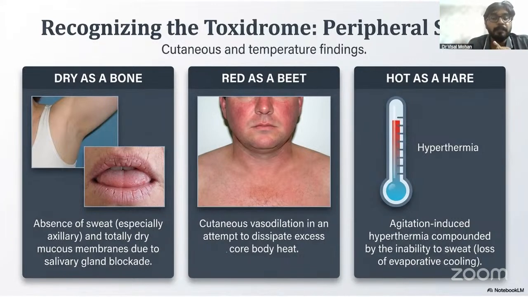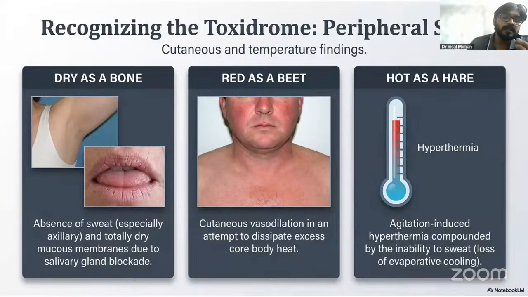Next, hot as a hare. What happens here? The patient is hyperthermic. The hyperthermia is because of two reasons. One, like we discussed, is reduced sweating. Because of reduced sweating, evaporative cooling is not happening, and in that way hyperthermia happens. The second is that the patient is agitated, and the agitation-induced hyperthermia can also happen. So both of these features cause excess hyperthermia in this patient.